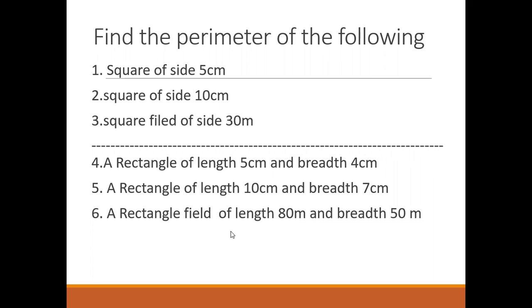Sir, whenever a square is given, perimeter means just multiply with 4. You can add the number 4 times or multiply with 4. Everything is the same. First 2 I tried here. Second one is 4 into 10, 40 centimeters.